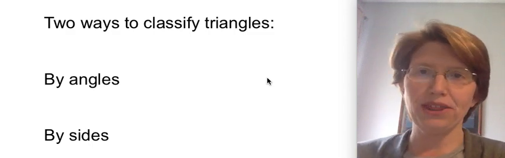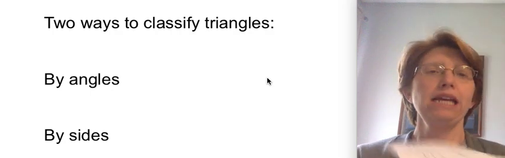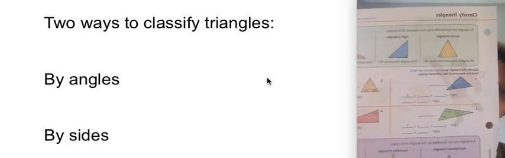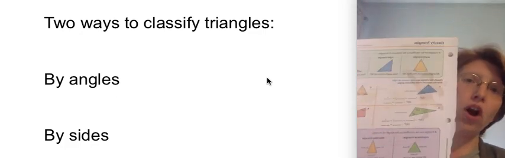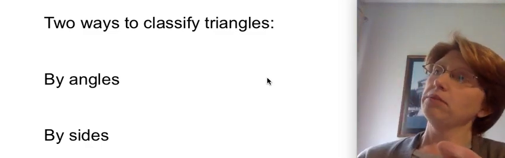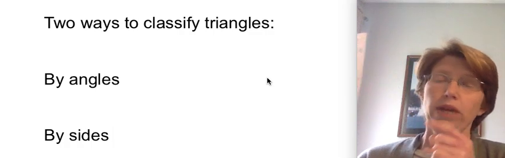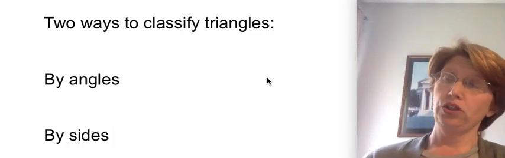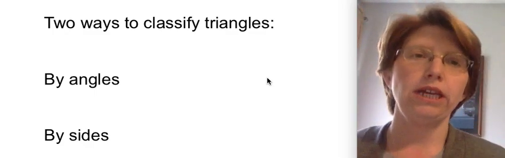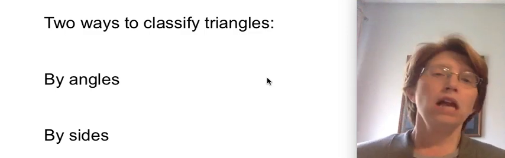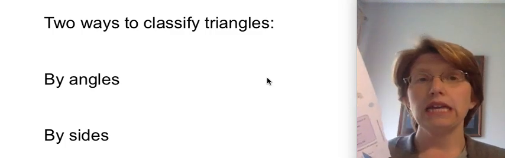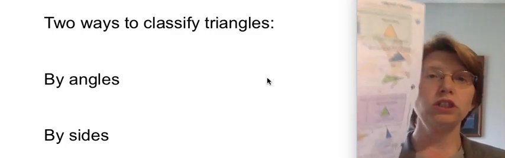Friday, March 20th. We are on our page 251 that says classify triangles. There are two different ways that this page talks to you about classifying triangles. We can classify triangles either according to their angles, which we've already talked about because we know there are three types of angles. Same thing with triangles. But we can also classify them according to their sides and if they're equal or not. So we're going to talk about both ways.